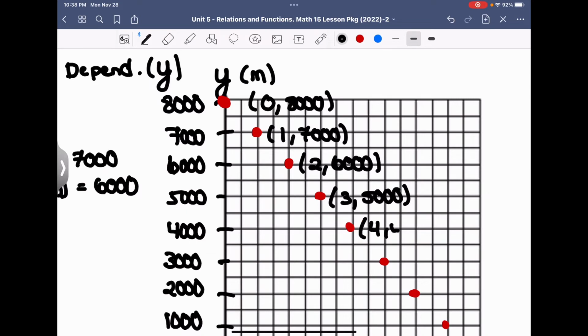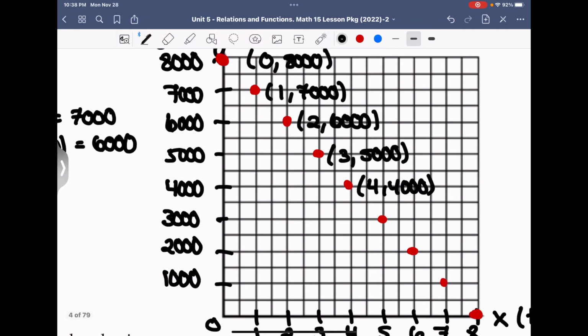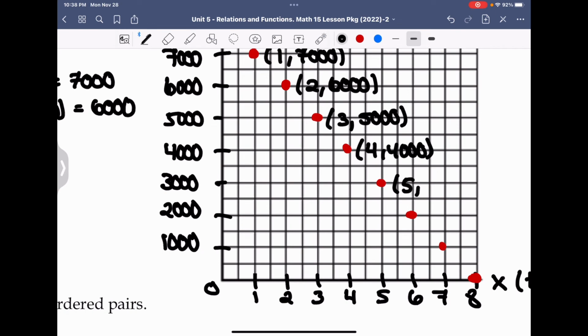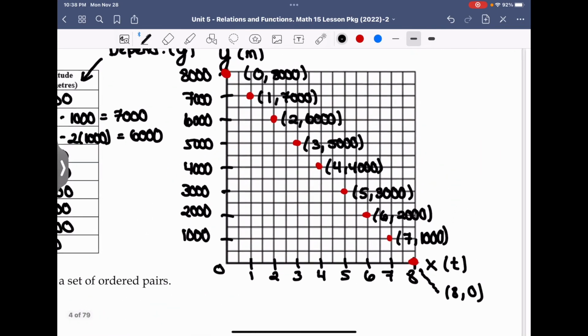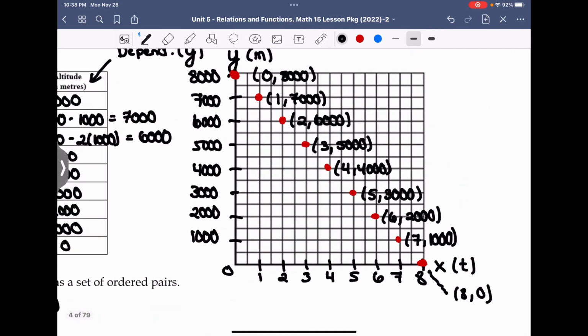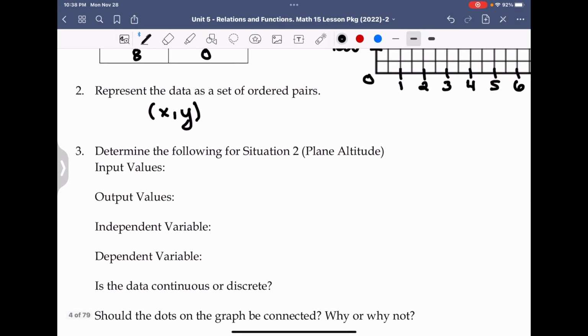4 minutes, and I'm at 4,000. We have 5 minutes, and I'm at 3,000. 6 minutes, and I'm at 2,000. 7 minutes, and I'm at 1,000 meters. And then finally, we touch down at this point here, which I'll draw as a squiggle below just to represent it. We're at 8 minutes and 0 altitude. Okay, we've filled in all our ordered pairs for the graph, which are symbolic of an x, y ordered pair. Now, let's continue with the information below.